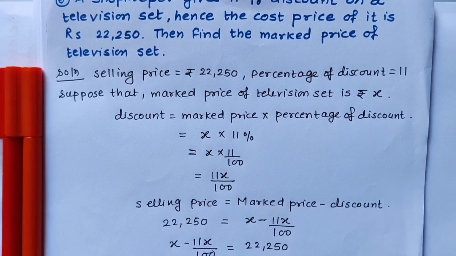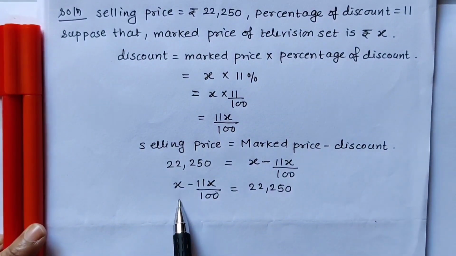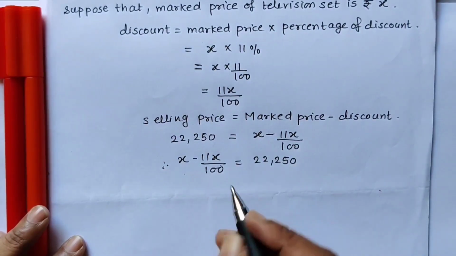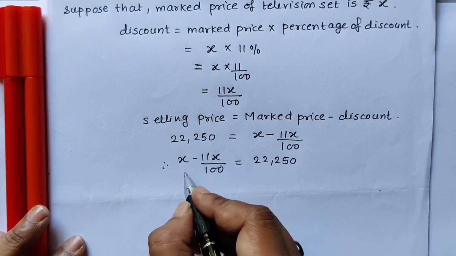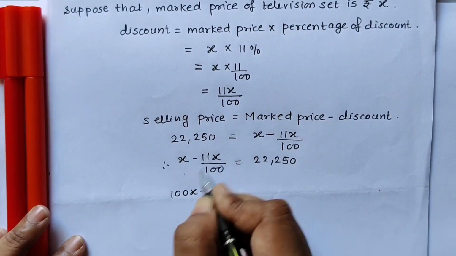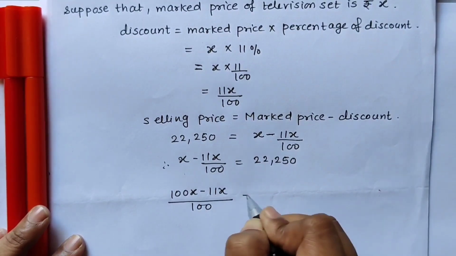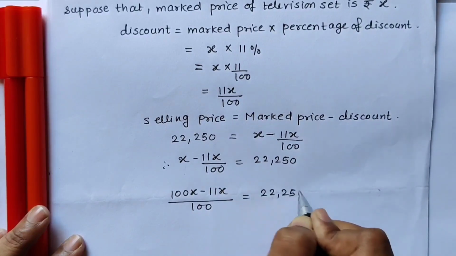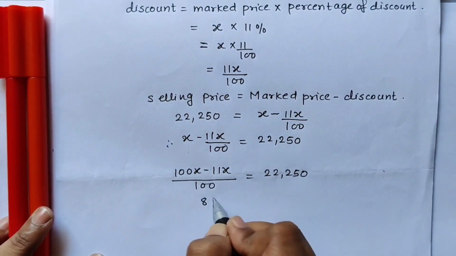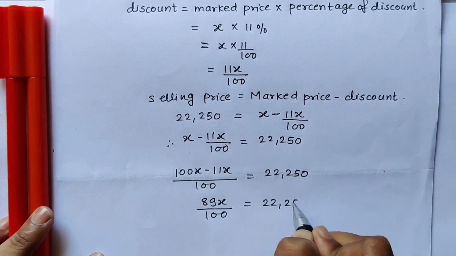Now calculate this. You all know how to do cross multiplication. This is x upon 1, so x into 100 and 11x into 1. So x into 100 is 100x, minus 11x, upon 100, is equal to 22,250. Now 100 minus 11, how much do we get? 89. We get 89x upon 100 is equal to 22,250.